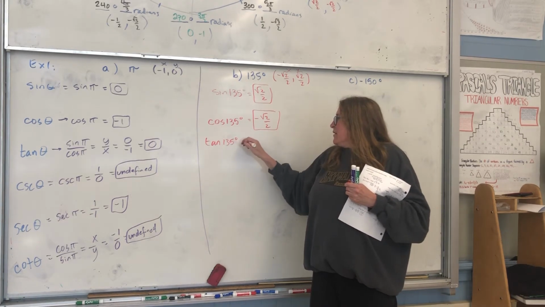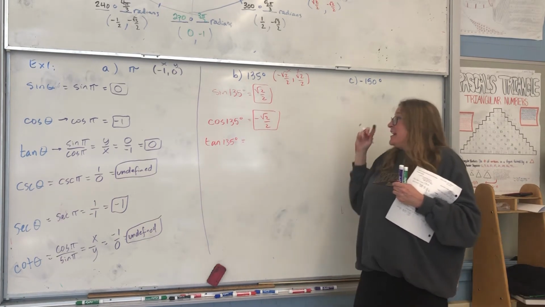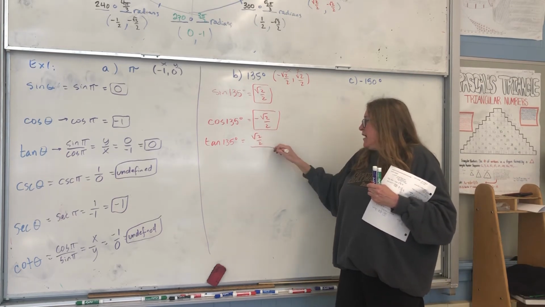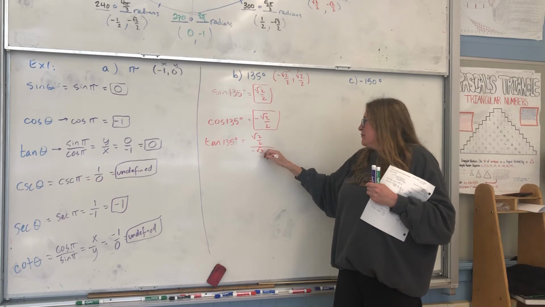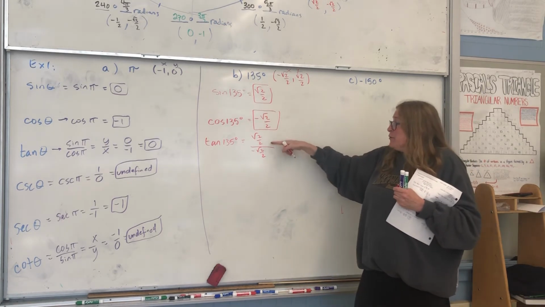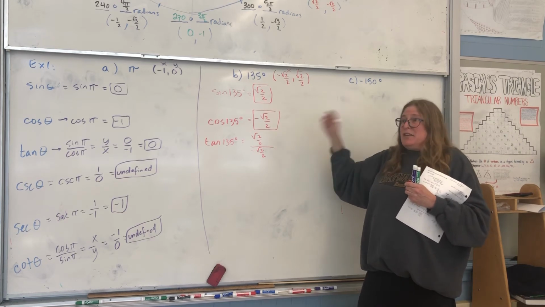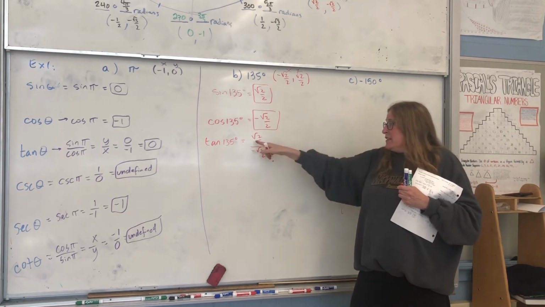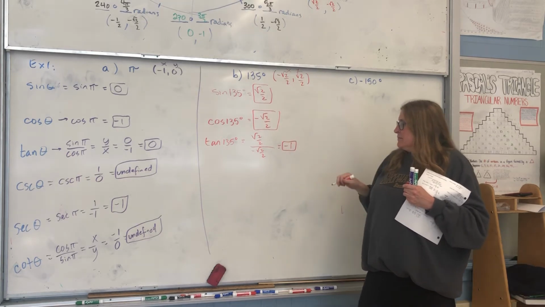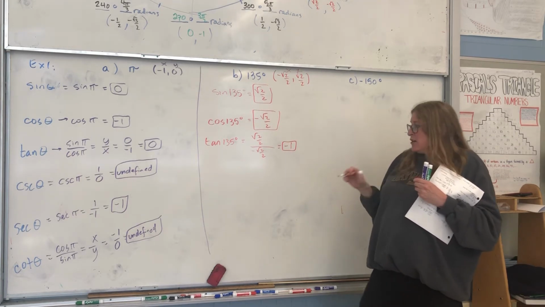Tangent of 135 is the y coordinate divided by the x coordinate. So that's root 2 over 2 divided by negative root 2 over 2. That looks so freaky until you realize that these are both root 2 over 2's. So anything divided by itself is 1, and this is positive and that's negative. So I just get a tangent of negative 1. Okay, guys, what about cosecant?